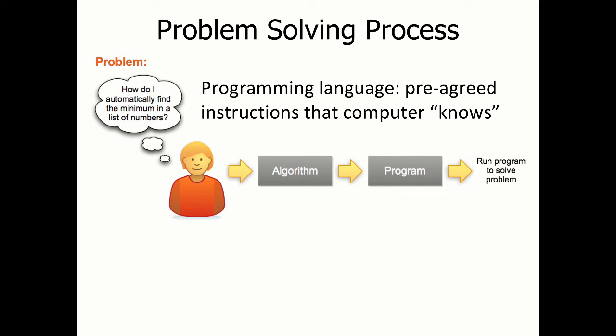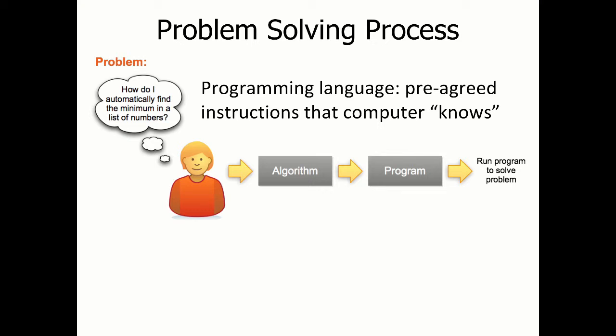The way the problem-solving process works, both in this class and in general, is that we start with a task, a programming task, or a problem that we want to solve. In this instance, our example problem is how do I automatically find the minimum in a list of numbers? The programming language we have is a pre-agreed set of instructions that the computer knows. And so you get to pick the programming language in this class that you'd like to use.